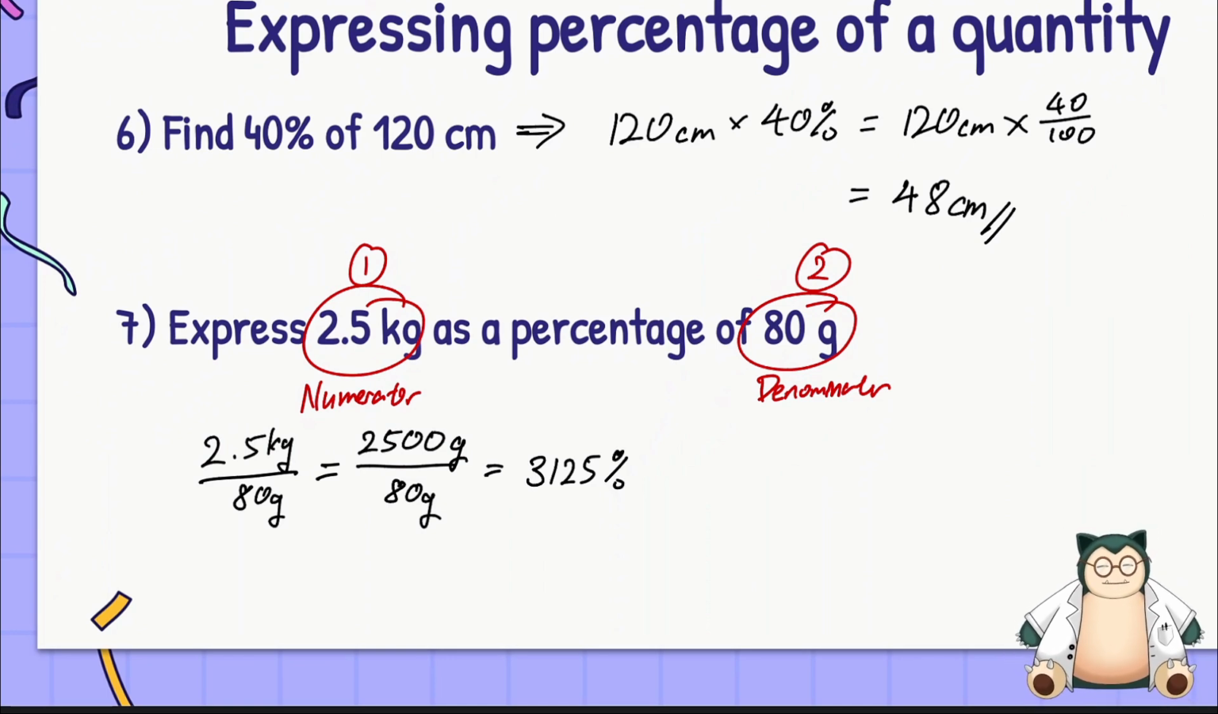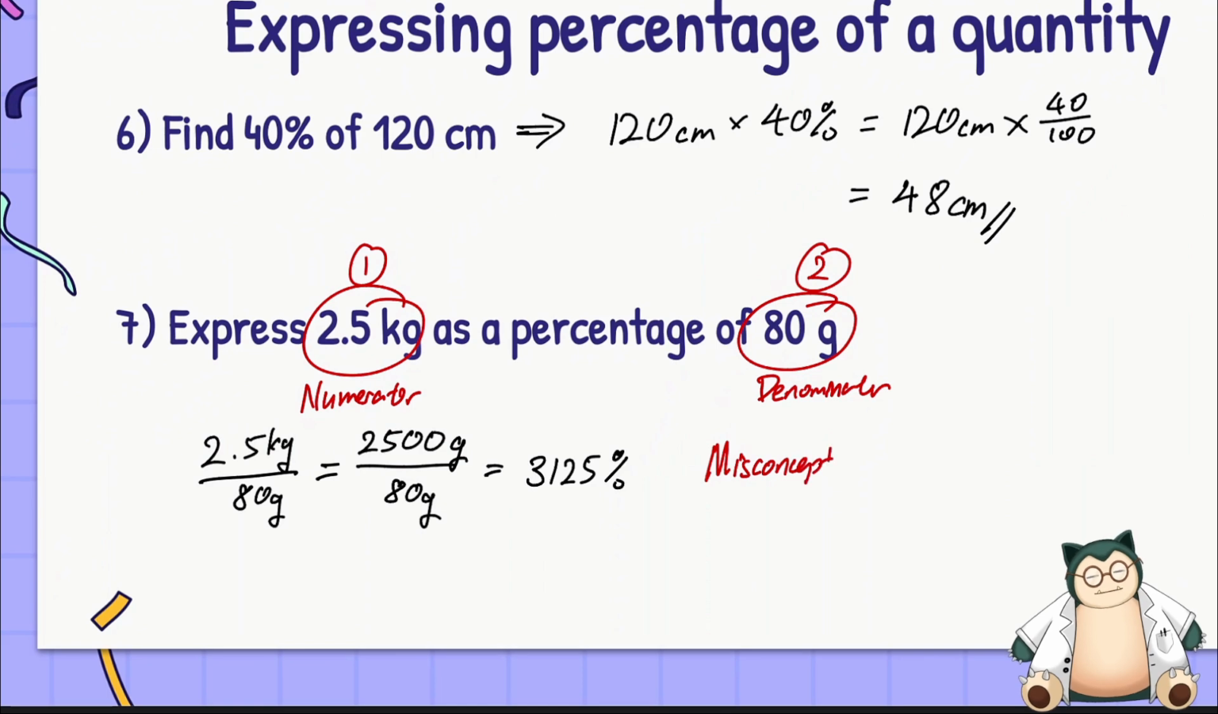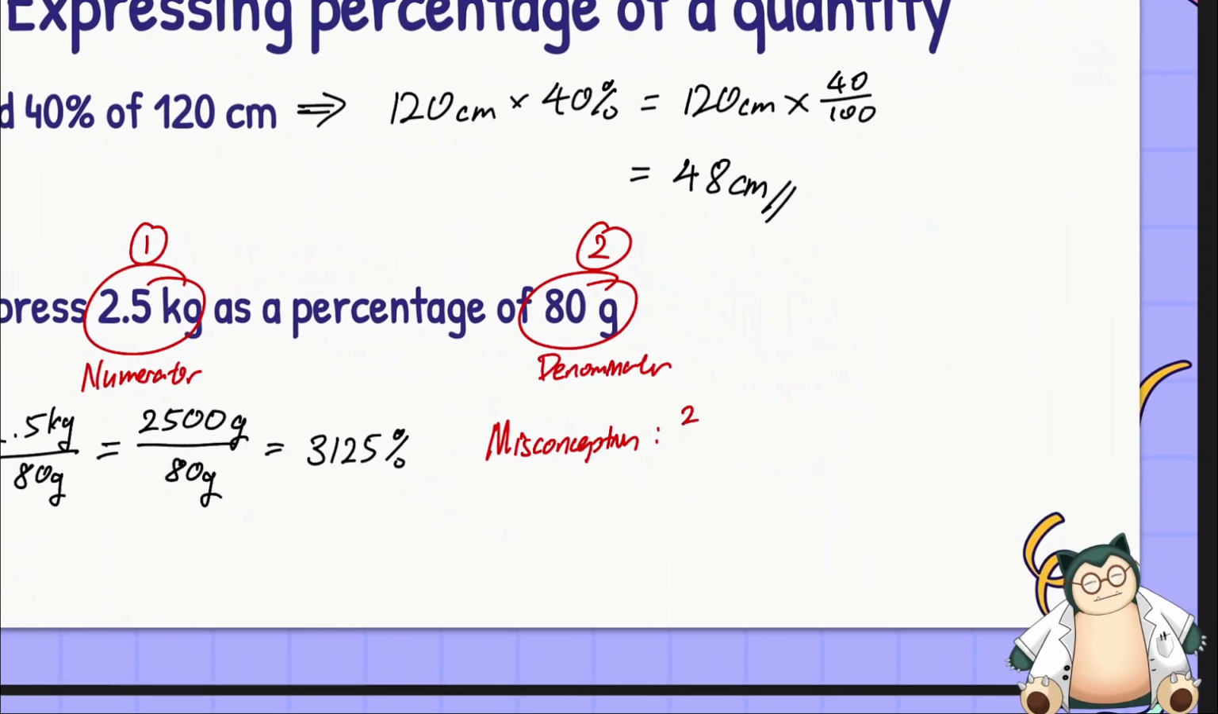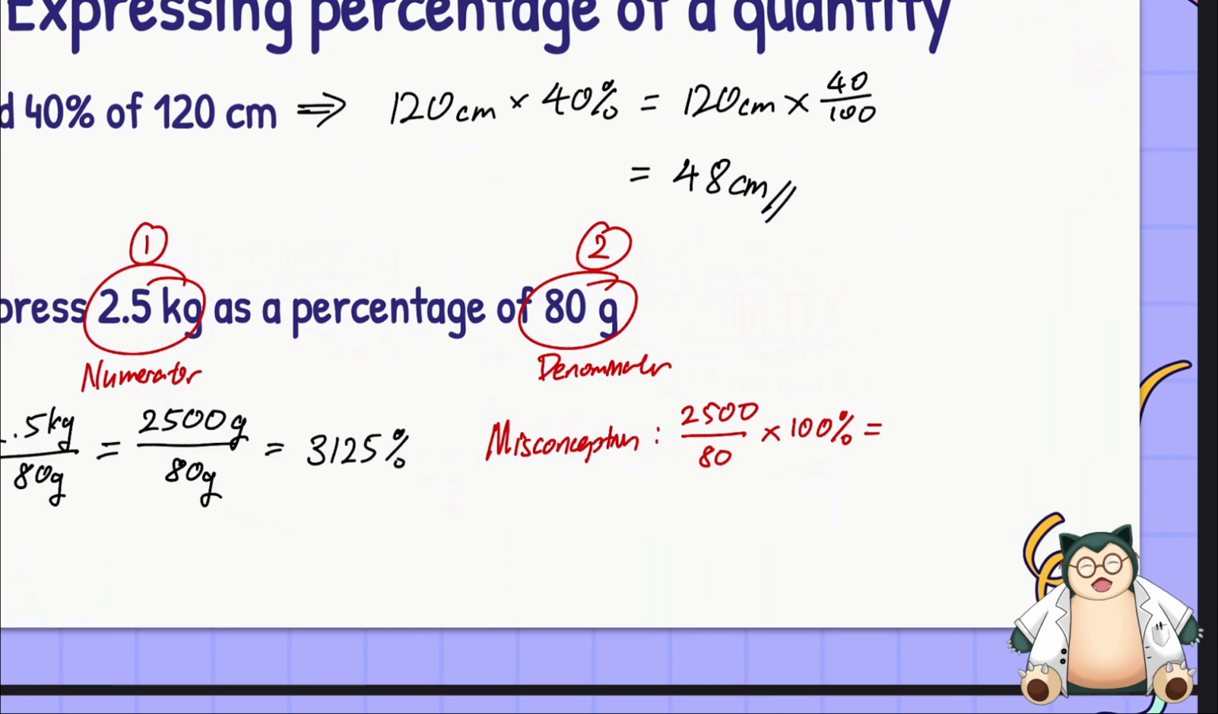Okay? Now, common misconception, alright? This is a misconception right here that I need to highlight to everyone. What some of you may do is you take 2500 divided by 80 multiplied by 100%. If you were to type this into your calculator, what do you get? Can everyone type this in your calculator, including the percentage sign? Notice what you get is 31.25.